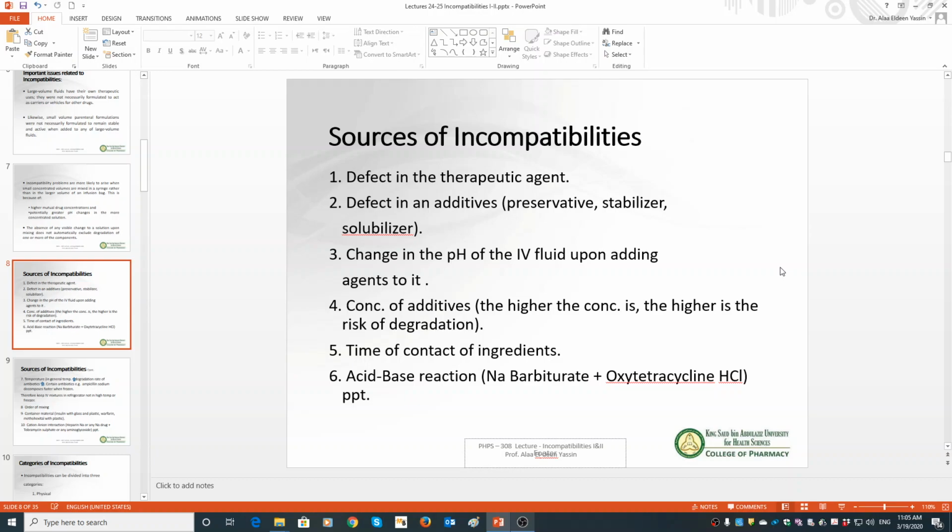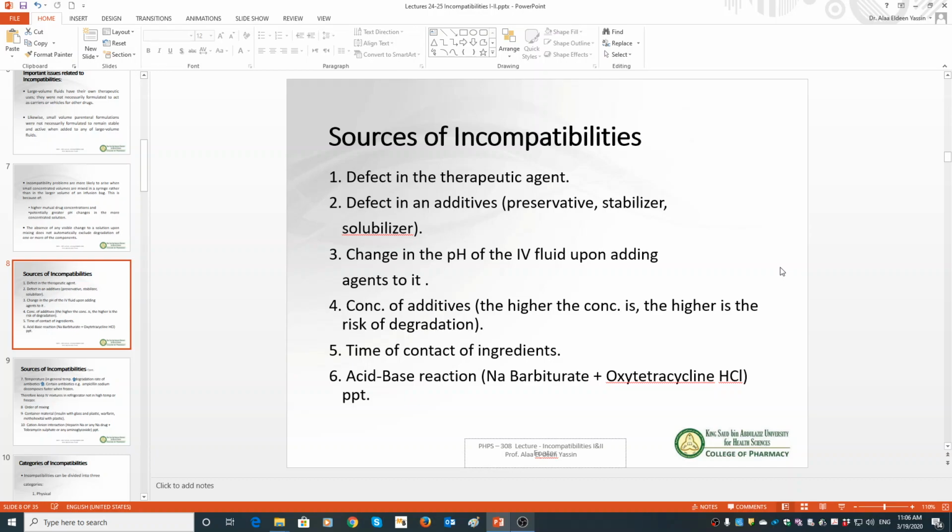Not necessarily will the interaction lead to a problem in the drug only. For example, preservative, stabilizer, solubilizer, if they precipitate in the admixture, incompatibility also occurs. So not necessarily that the drug will precipitate; you have to look also for the chances of interaction with the excipients added in your formulation.